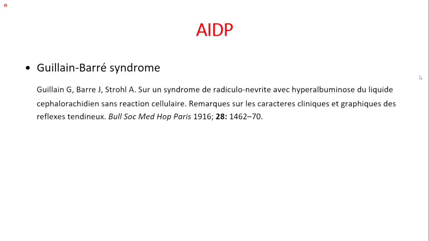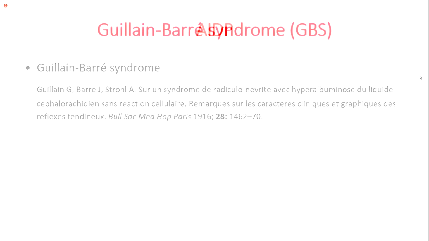And that is the only condition you need to know under AIG. Guillain-Barré syndrome, in short, we call it GBS. First described in 1916 by Guillain, Barré, and Strohl. Now let's learn about Guillain-Barré syndrome.